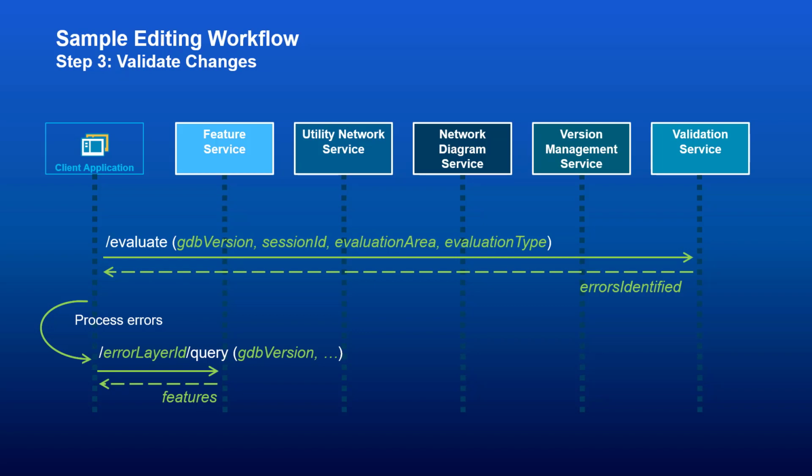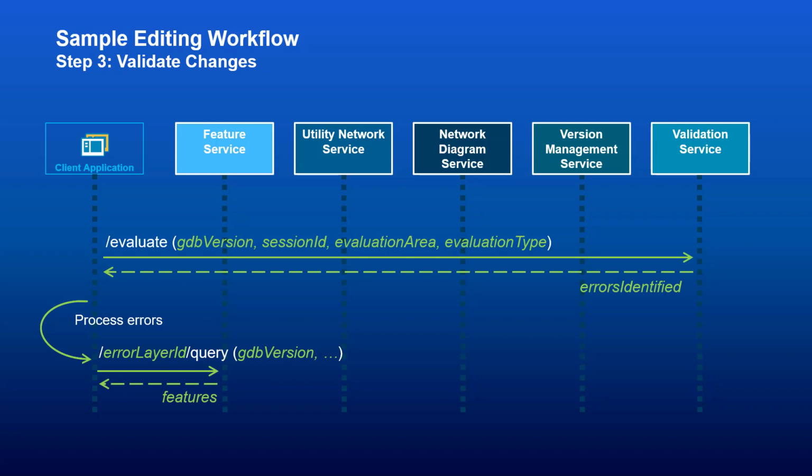So for step 3, validate changes. When you're working with a utility network, you have some rules that may have been defined on that network, right? So telling you that you can or cannot do certain things, right? For example, I cannot put a pole, let's say, inside a substation, right? That wouldn't make sense. So that could be a very simple example of a rule.